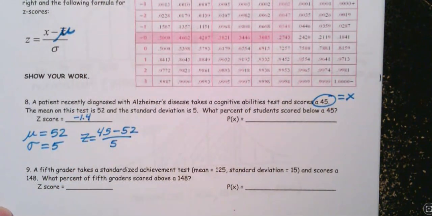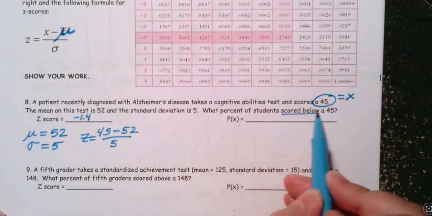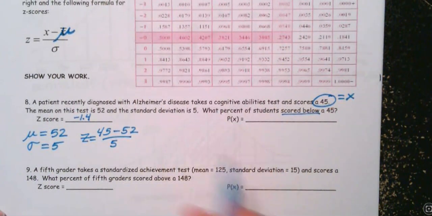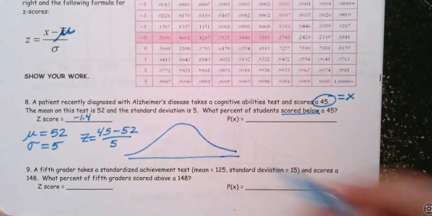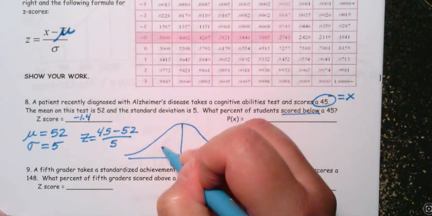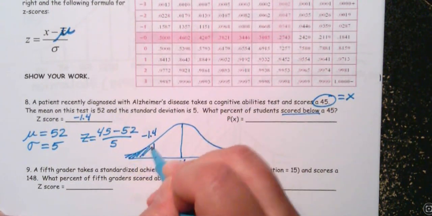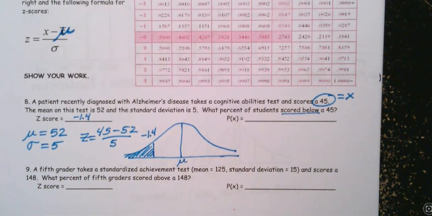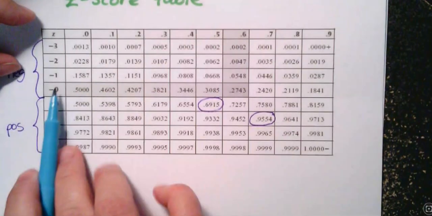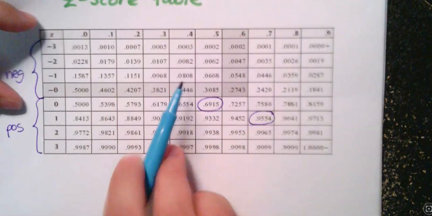So there's my z-score. And if I want to know what percent of patients scored below that, that means to the left of, so that's good because remember, the z-score table only tells us the area to the left. Okay, so here's mu, here's a z-score of negative 1.4. We want to know that amount, and that's exactly what the table tells us. This is not the clearest table. Sorry about that. Let's see if I can find you a better one. Negative 1.4 is going to be 0.0808.